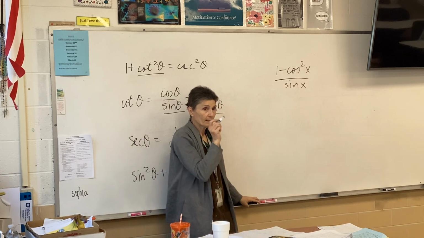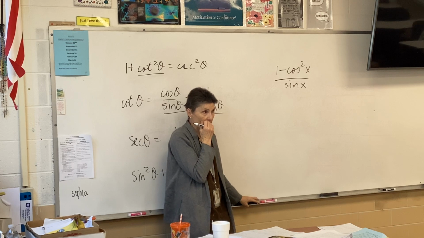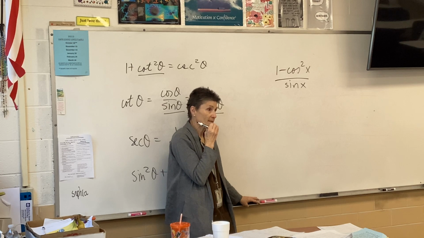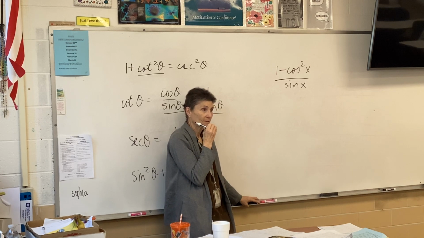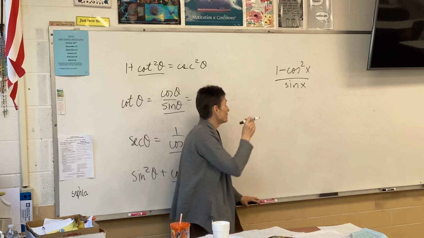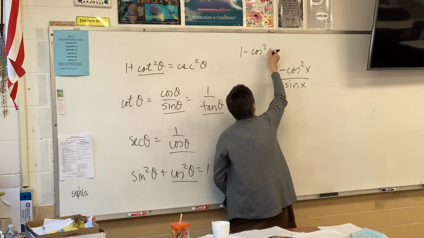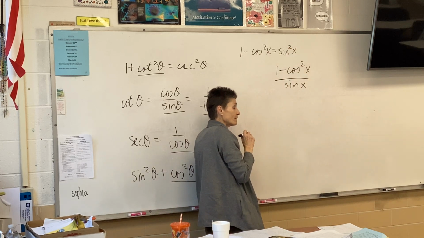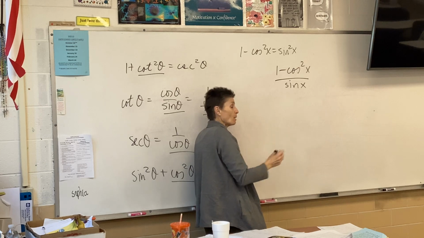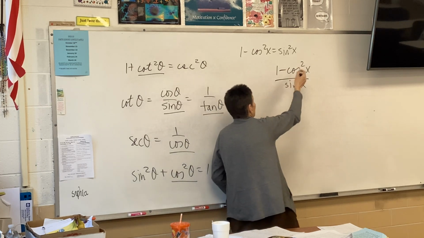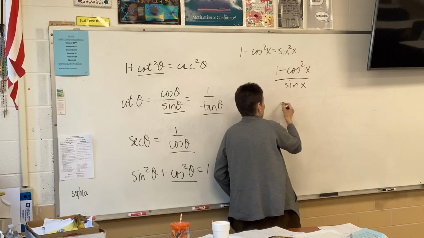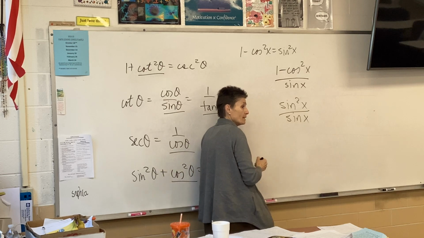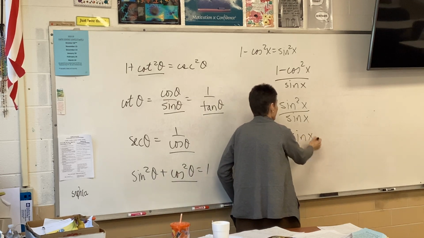Now, actually, we've talked about this today. Does anyone remember anything about 1 minus cosine squared? It's sine squared. 1 minus cosine squared is sine squared. Now, I'm not going to write that on your test reference sheet, but if you want to write that on your reference sheet and get used to seeing it and practicing it, because we use it a lot. The numerator then, Allie, is just sine squared. So now we have sine squared over sine, which is sine. Yep.